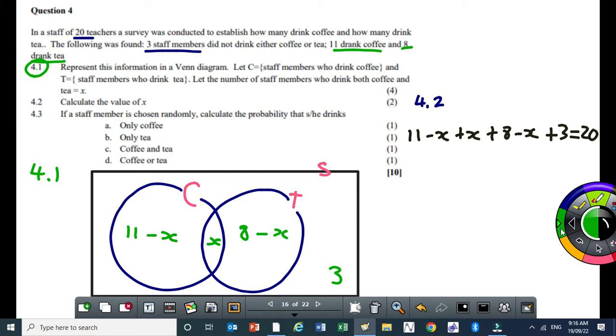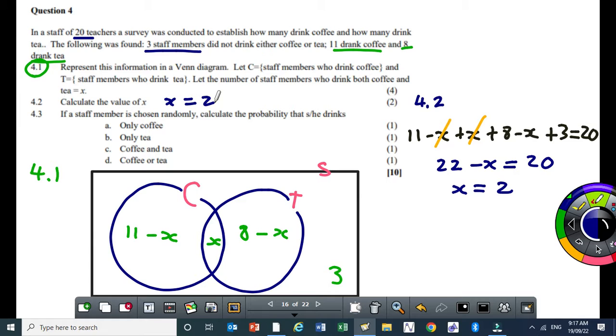So, if we do simple elimination, those 2 will cancel out. Right, so we end up getting 11 plus 8 plus 3. So that will give me 22 minus x is equal to 20. So x is going to be 2. So x is 2. Are you following that? Right? So I answered that.